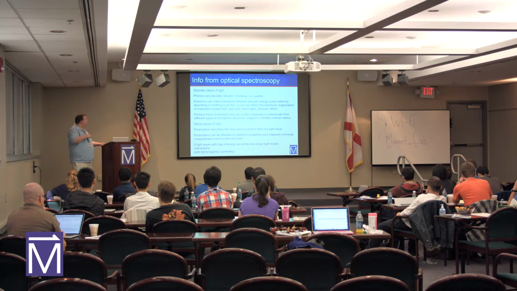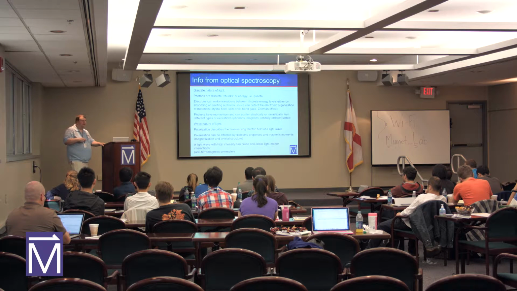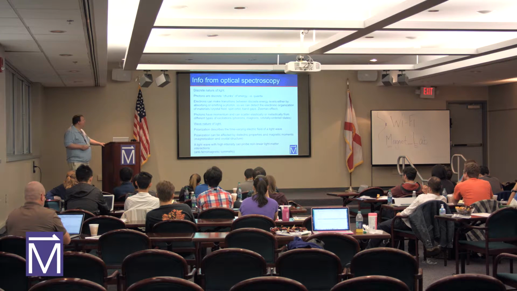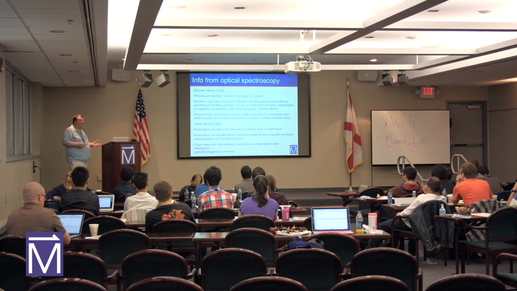Wave nature of light. You can also think of light as an electromagnetic wave, and we define a polarization. Polarization describes the time-varying electric field of your light wave. The polarization can be affected by the dielectric properties and magnetic moments of a material, so you can study magnetization as well as crystal structure.